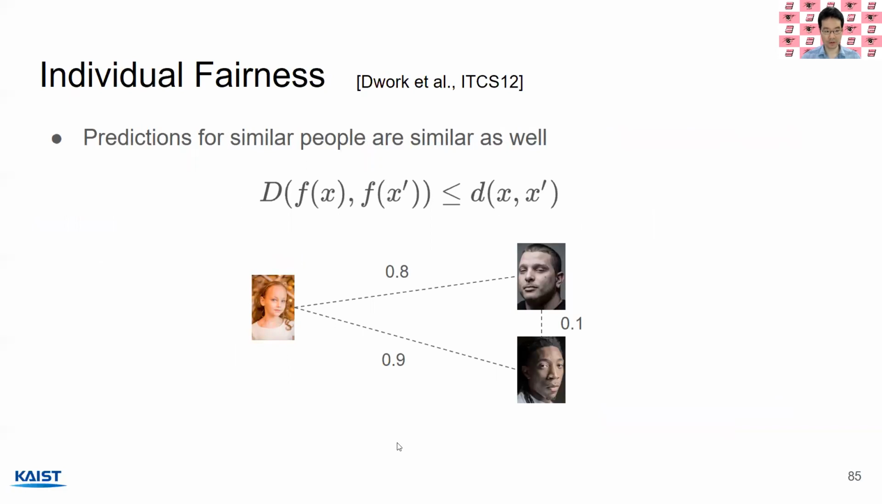The third fairness measure I want to cover is individual fairness. Remember, this is the one that only uses the classifier. The idea is that predictions for similar people must be similar as well, and that can be captured by this expression. Let's say that small d is some distance function among examples. Here, these two people are close together. These two are far away. And so for the close people, the similar ones, the predictions of the model must be similar as well.